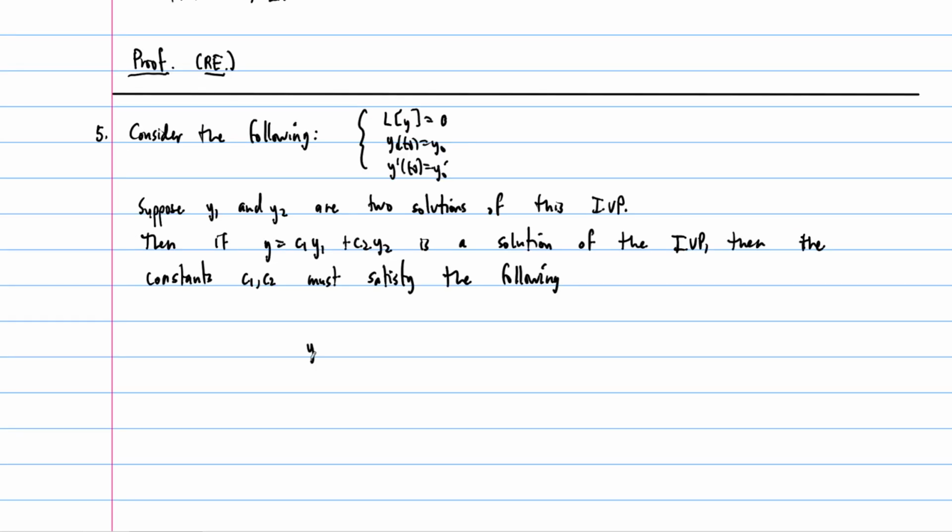So on one hand, y of 0 equals C1 y of 0. Sorry, this is not what I meant to do. I meant to do y of t naught. So y of t naught is equal to, on one hand, c1 y1 of t naught plus c2 y2 of t naught, which, remember, both solve the initial value problem. Anyway, this has got to be equal to y naught. And on the other hand, y prime of t naught has got to be equal to c1 y1 prime of t naught plus c2 y2 prime at t naught, and this has got to be equal to y naught prime.